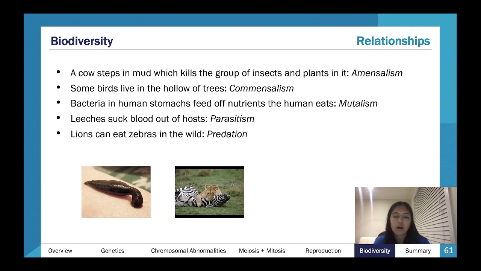Ultimately, that idea of both organisms kind of benefiting, so mutually. So you can see like bacteria feed off nutrients and they're favorable to humans as well. And then some of the others are really just the other party doesn't get hurt. Either one benefits and the other doesn't care, or one dies and the other one doesn't care, is what you can kind of think about there.